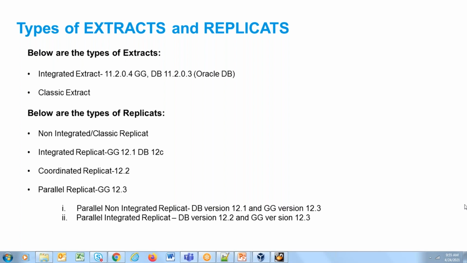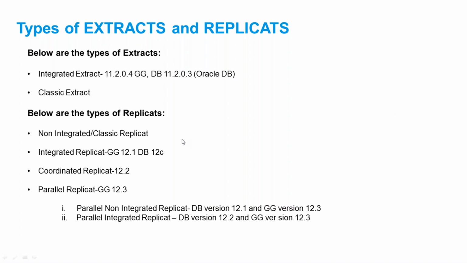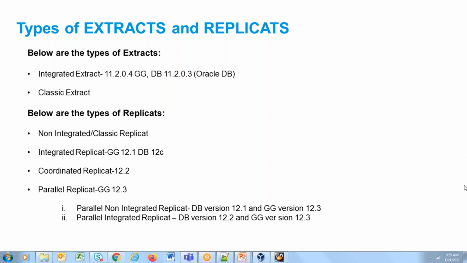Integrated right now is widely used, and performance wise it is very good as well. Classic has been available since the beginning and it is still available. Then there are different types of replicates. One question you may be asking is what is extract and replicate? I'll answer that. What are the different types of extracts and replicates available?